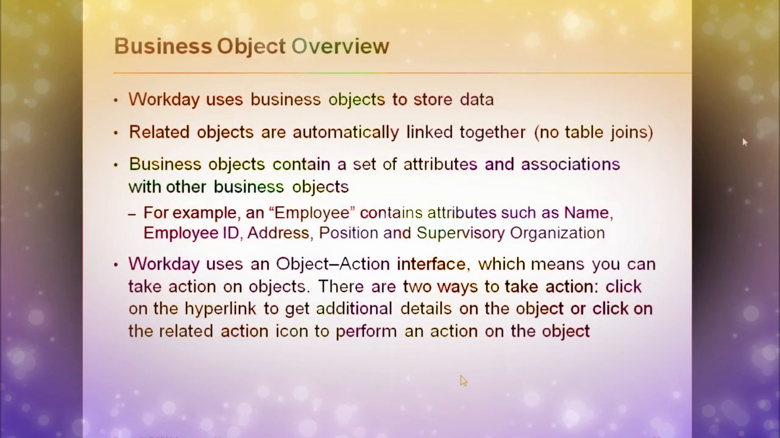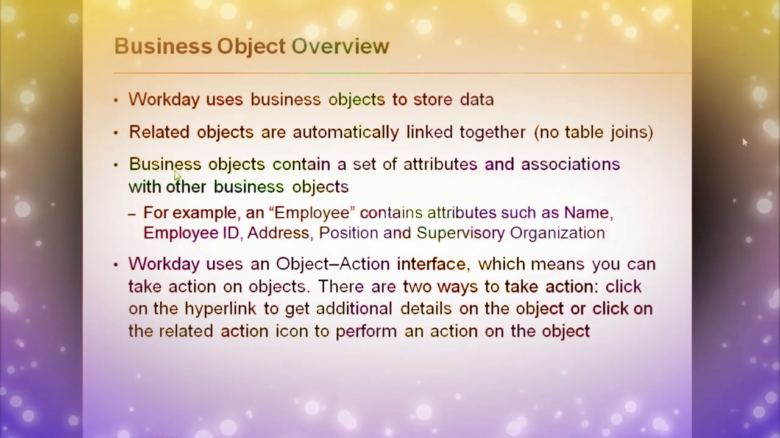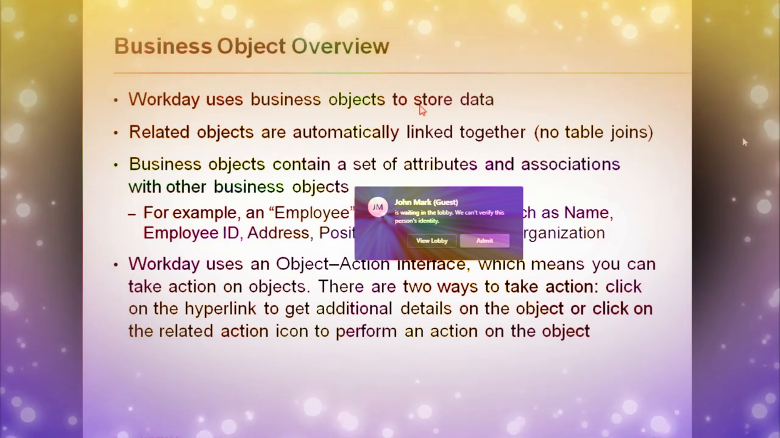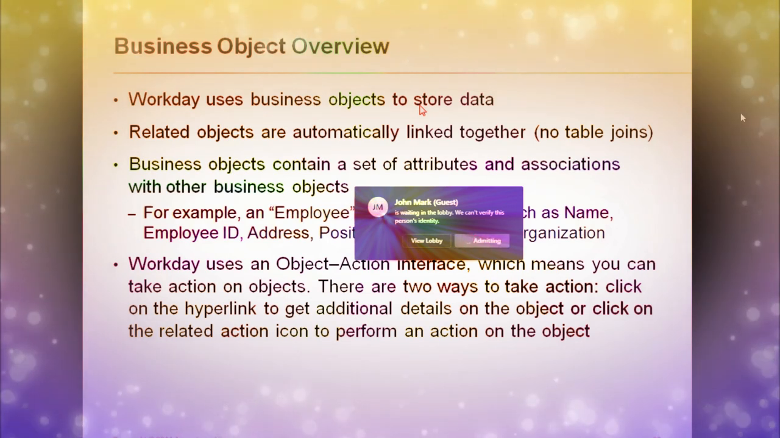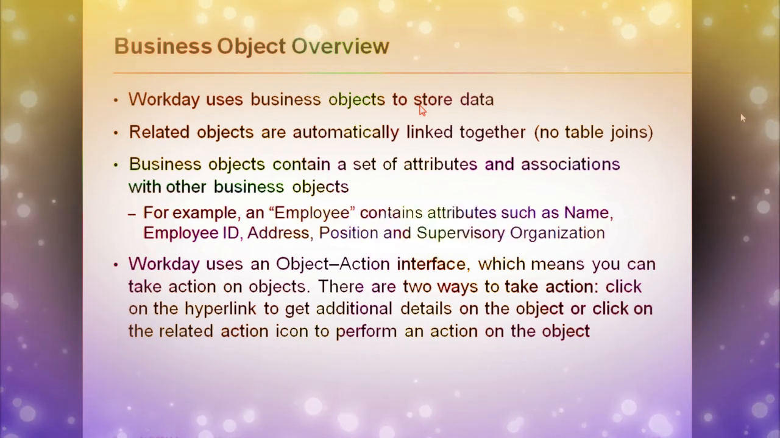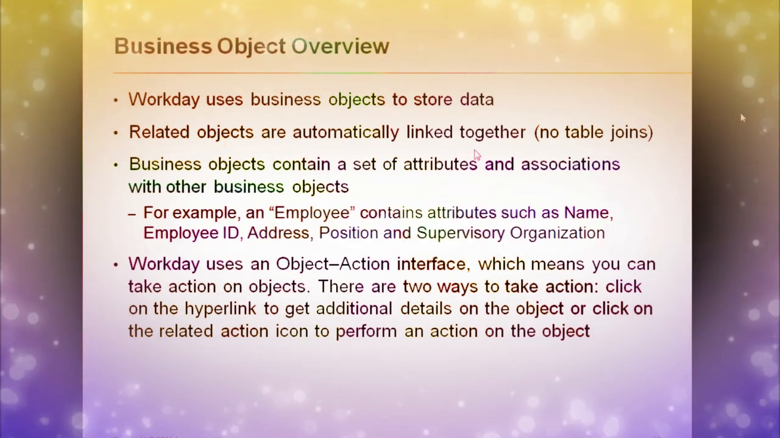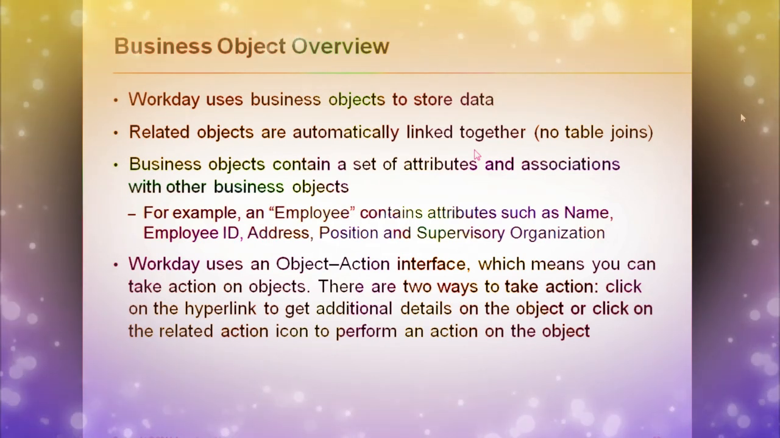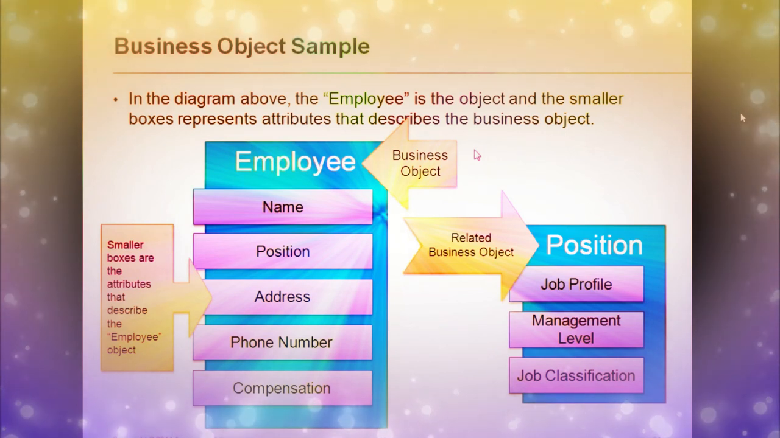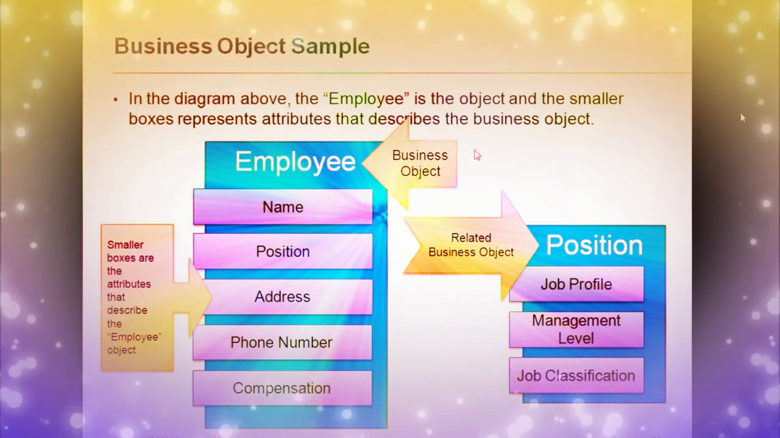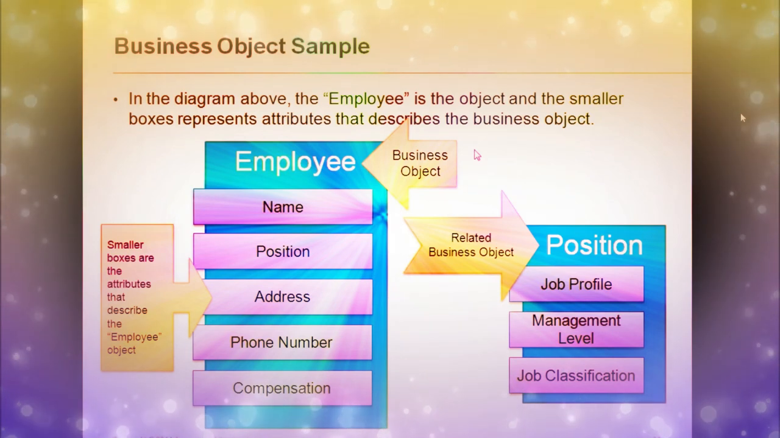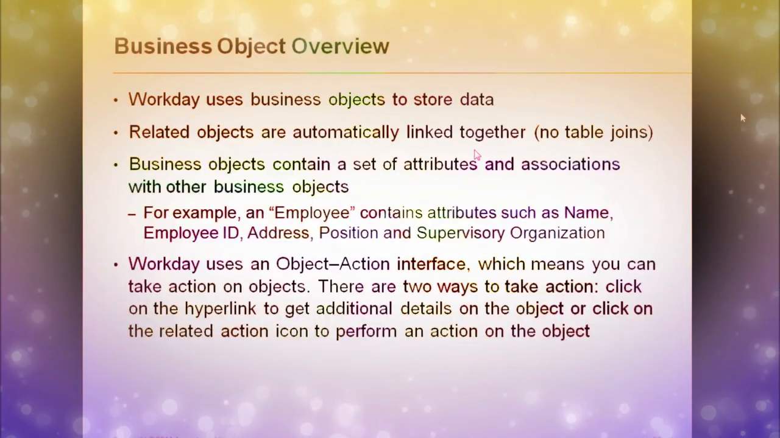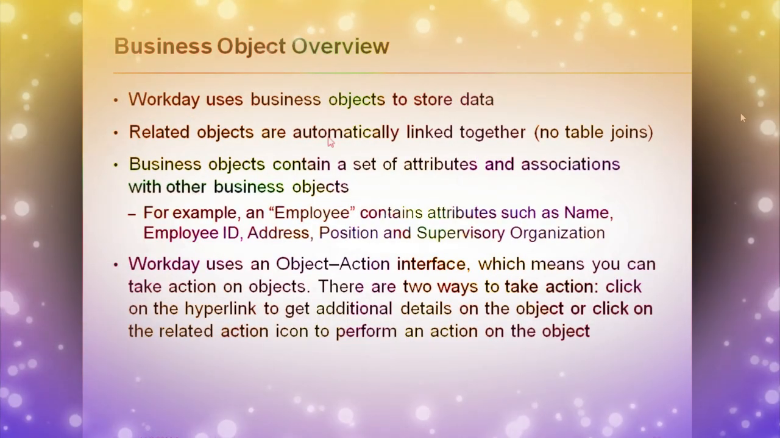Here now we can understand better. Workday uses business objects to store data. We saw the example of Employee, and we can keep that in our mind. Related objects are automatically linked together, so we need not go and check them individually. Under Employee, we can see that the name, phone number, and compensation are given. And under position, again, the job profile, management level, and job classification are already given. Related objects are automatically linked together.